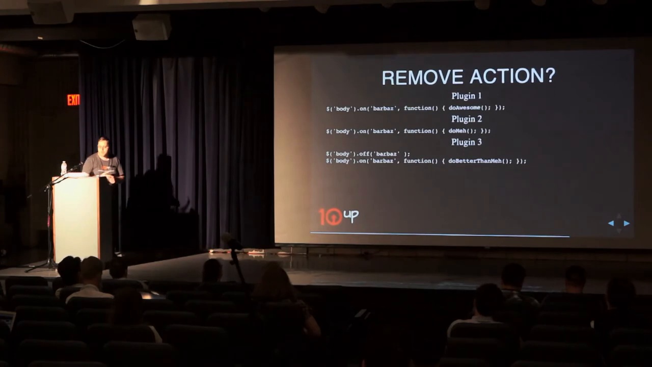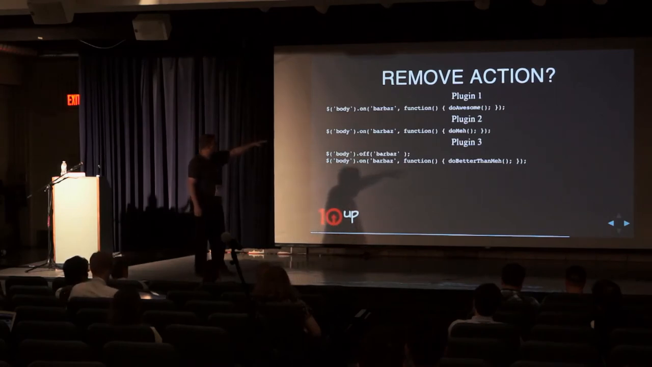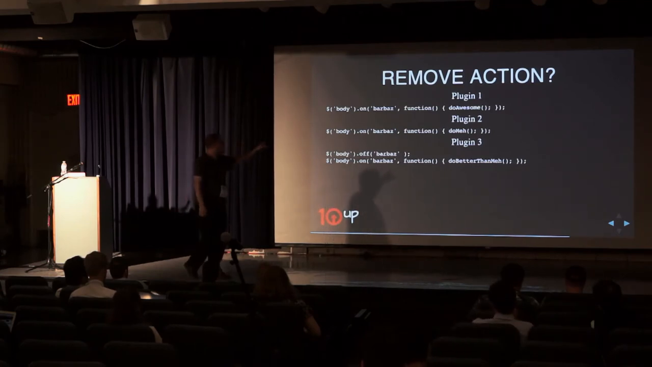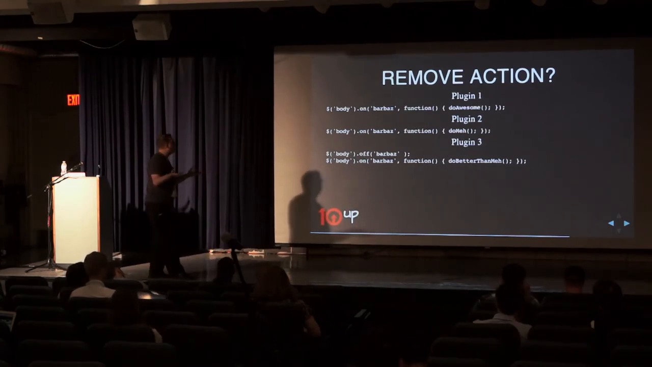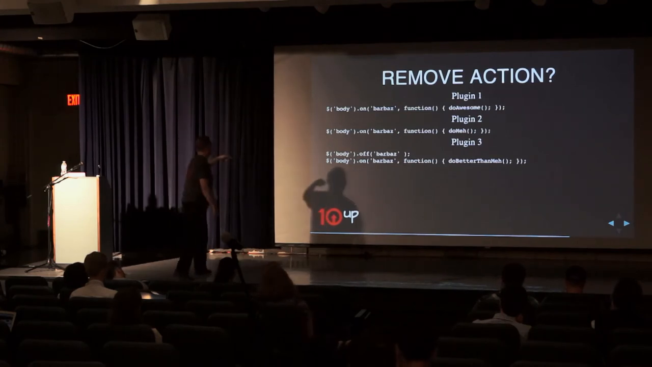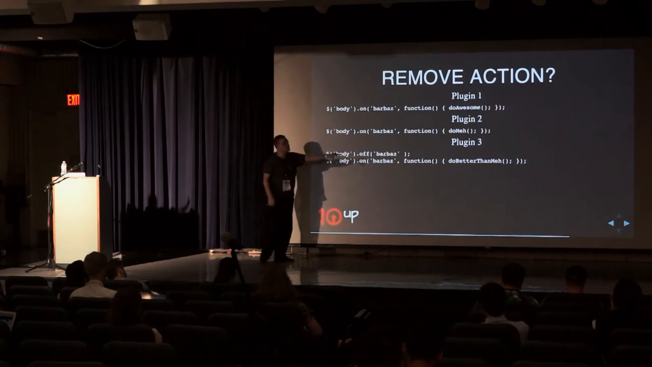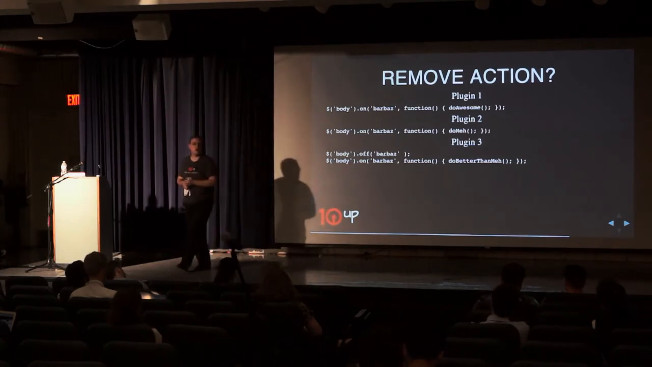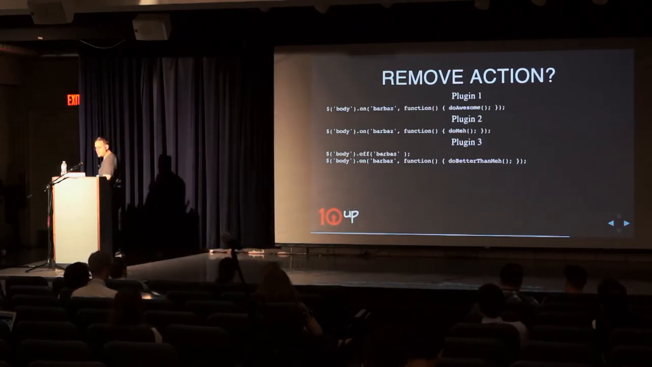So anyway, removing an action. Plugin one, or core, possibly, has this awesome function attached to Barbaz. Then plugin two comes in and adds a function we really don't like. So then in plugin three, we unbind or do off to get rid of this one. But what we end up doing is we get rid of both of these. We get rid of the awesome thing just so that we can add in a replacement for that. So we're actually shooting ourselves in the foot doing things that way. Not the ideal solution here.